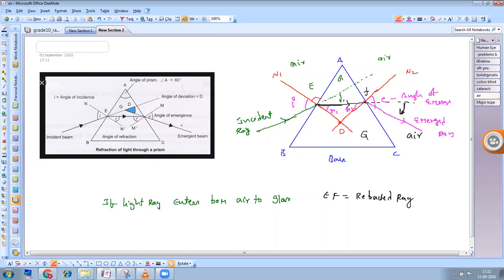See here, if I'm observing from here, this ray is coming from somewhere here. See, there is a pink line and a green line. The green line is the actual ray of light. This is the actual path. The pink line is the deviated path. The angle between the actual incident ray and the emergent ray is generally represented with a delta or capital D. This is called the angle of deviation.